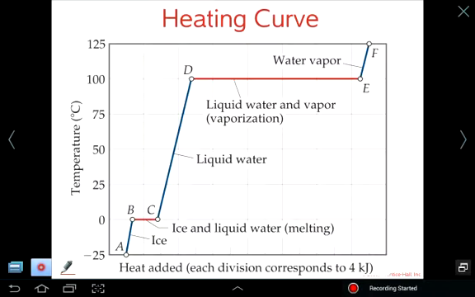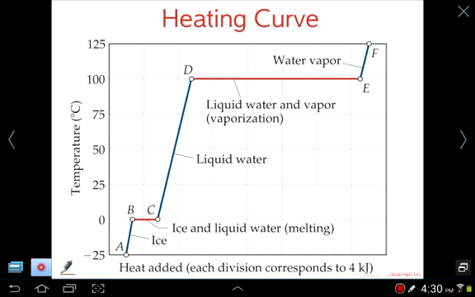Chapter 11, Lesson 3. In this lesson, we'll take a look at something called the heating curve, and then something else called the phase diagram.